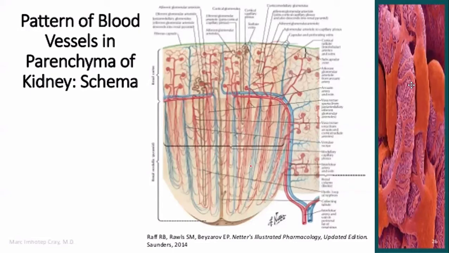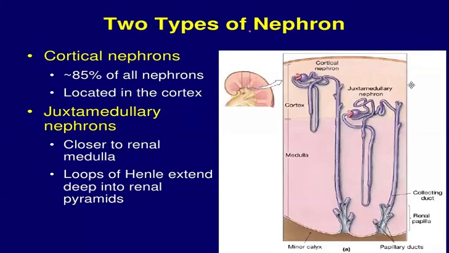Okay, go again. So, two types of nephrons. 85% of all nephrons are the cortical, located in the cortex. Juxtamedullary nephrons are closer to the renal medulla and extend deep into it, and this is very important for the concentrating ability of the kidney.